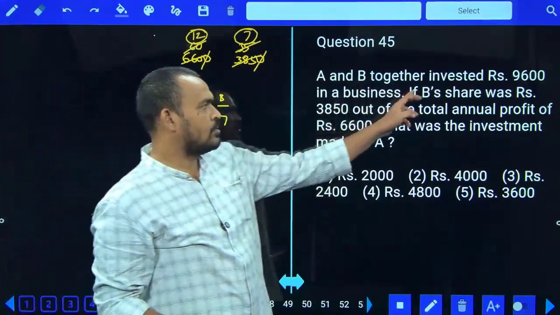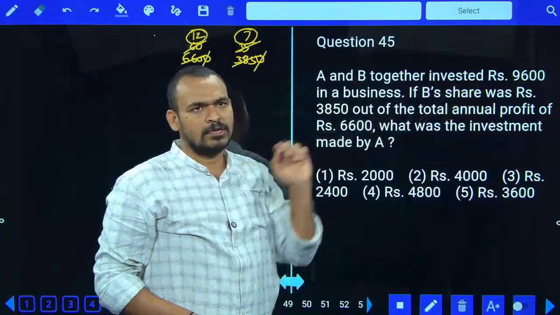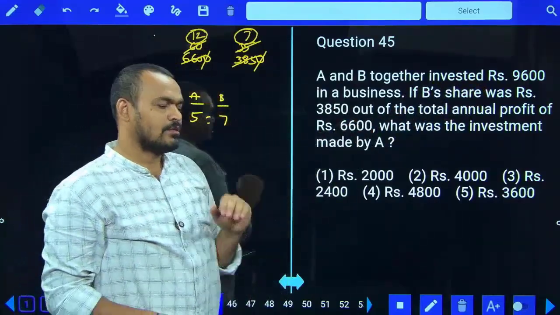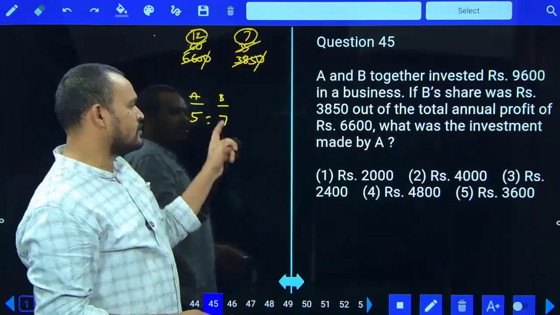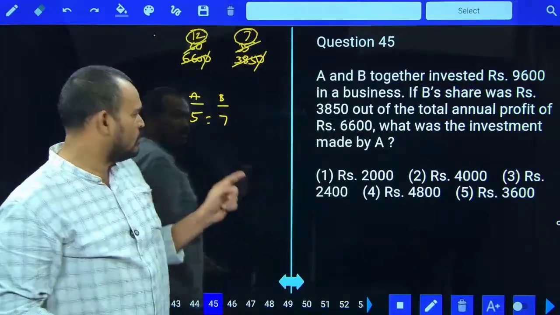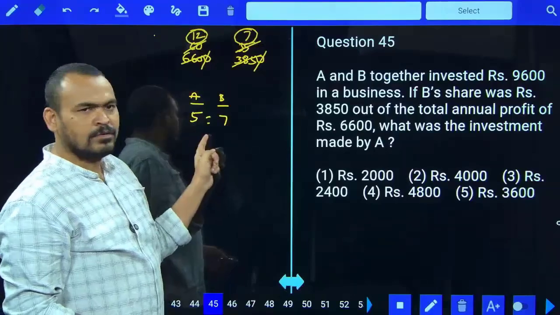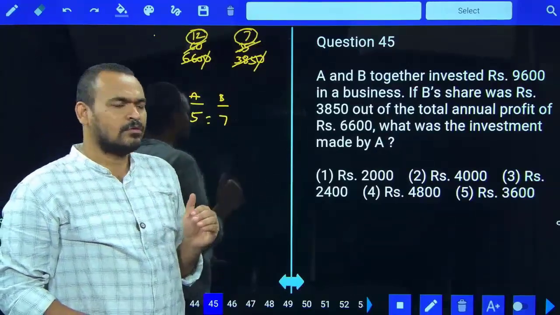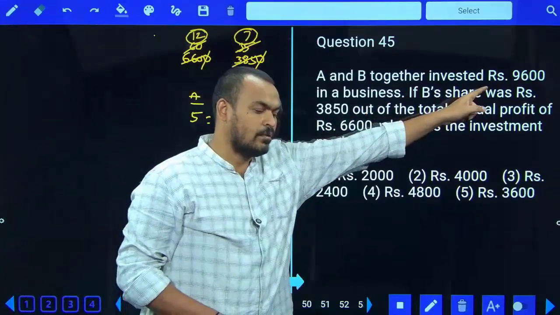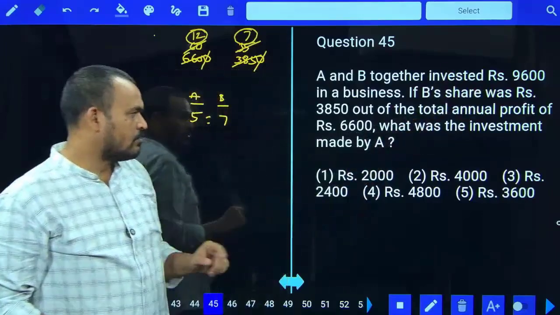And here A and B together invested how many rupees? 9,600. And here time is constant. When time is constant, the profit ratio is the same as the investment ratio. Total profit is 12 parts, so total investment is also 12 parts. What is the value of 12 parts? 9,600. But which one do we require?